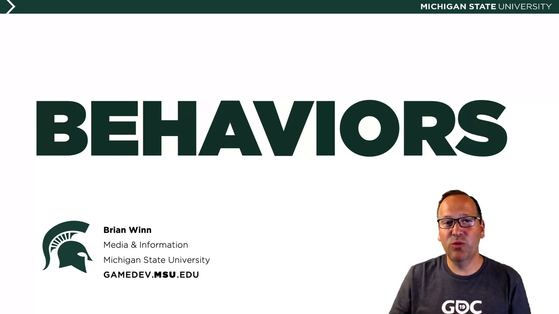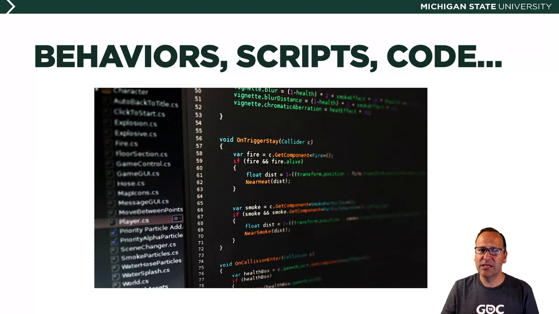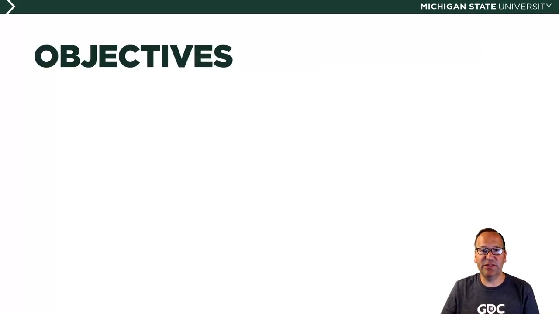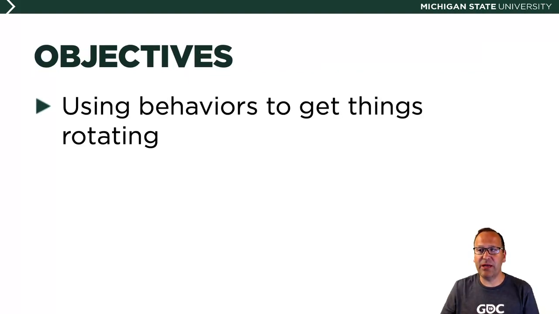In this video, we'll get our solar system moving through the use of behaviors. Behaviors are scripts or pieces of code that do things. For example, in this project, our behaviors will make our solar system move. If you're not a programmer, don't freak out. We'll not actually write code yet, but we will see how we use behaviors to bring our Unity projects to life. Our objectives will be to use behaviors to get our game objects rotating in a logical fashion.